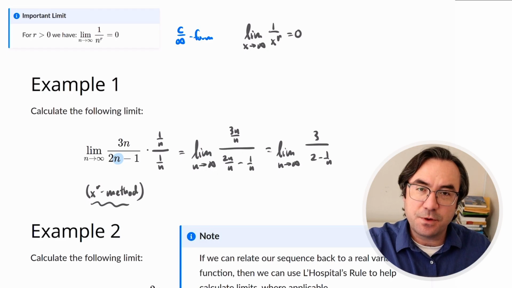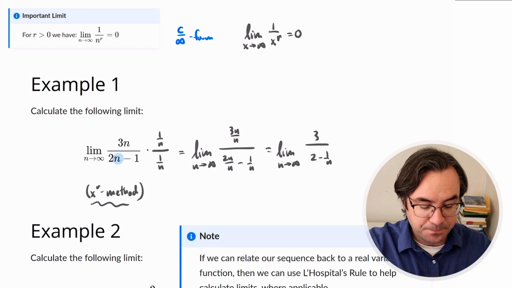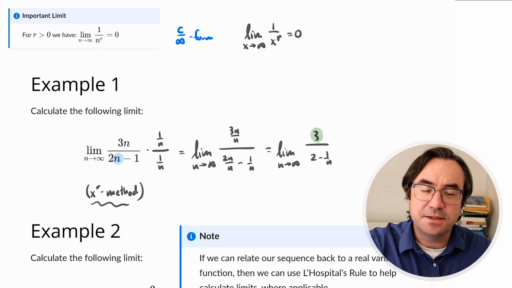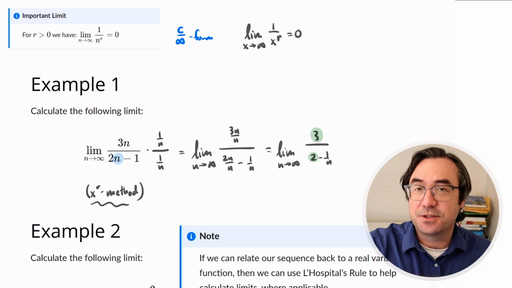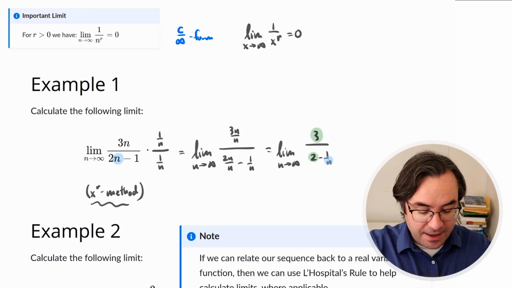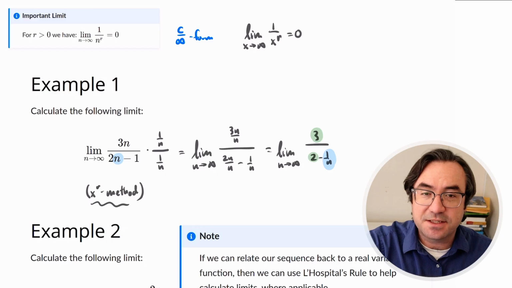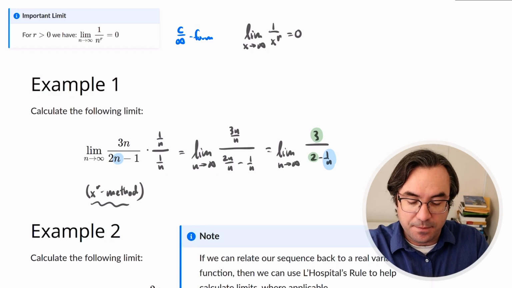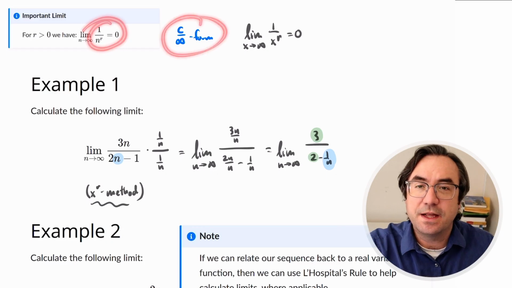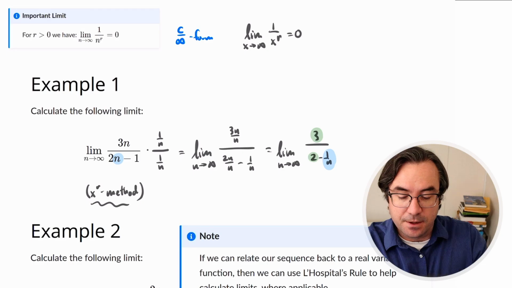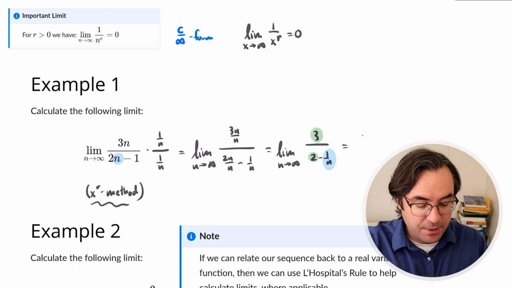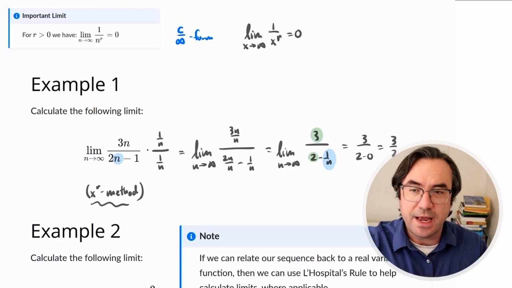And what happens if we think about our limit laws? The 3 here is just a constant, so that's going to stay constant. The 2 is just a constant, so that's going to stay constant. And this 1 over n, that's a little c over infinity form. So that's 1 over a power of n, so that's going to go to 0. So when we calculate this limit, we get 3 over 2 minus 0, which is just 3/2.